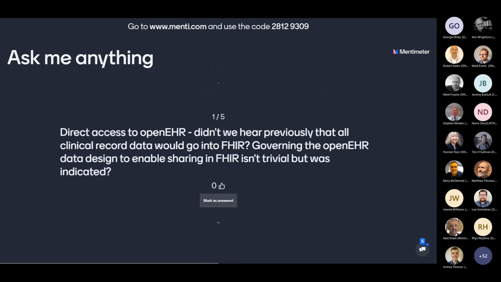Direct access to OpenAIR. Didn't we hear previously that all clinical record data would go into FHIR? Governing the OpenAIR data design to enable sharing in FHIR isn't trivial, but was indicated. It's not trivial. No, I don't think anyone would disagree with that. I'm not sure about the context of the first part of the question. Sorry, I'm not sure whether I've been involved in those conversations.